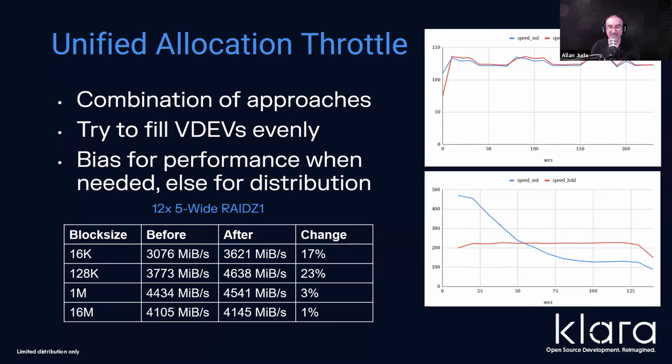On the larger record sizes, you don't see as much of an improvement. That's because we're already kind of saturating the hard drive and we weren't limited by IOPS. But the newer allocation throttle does seem to do a much better job of combining, keeping the devices even, but still using the fastest one when it makes a difference. And it's a very big performance win for a lot of workloads.